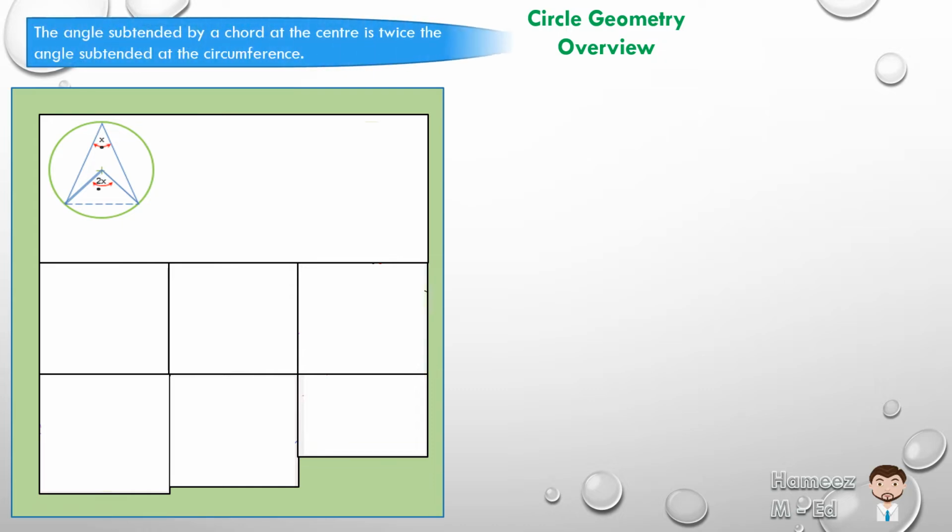The angle subtended by a chord at the center is twice the angle subtended at the circumference. So if we have x at the circumference, then it's 2x at the center. Now notice one angle is inside the quadrilateral, inside the shape, and one is outside the shape.